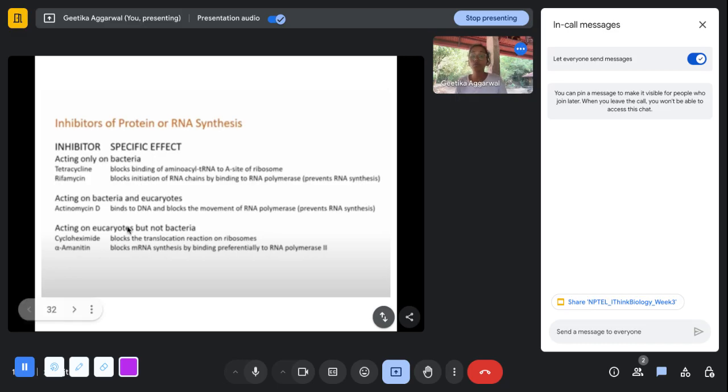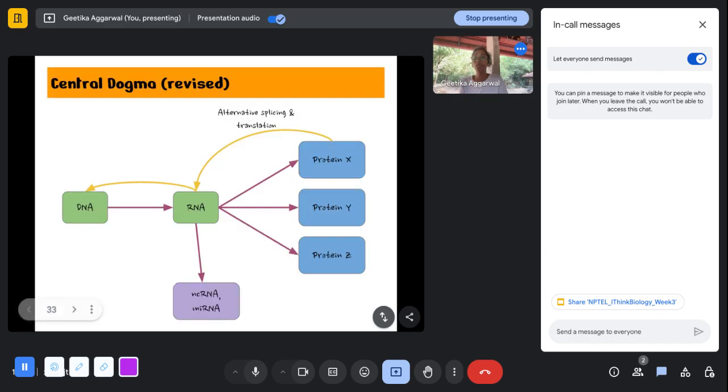And the next ones act on eukaryotes but do not act on bacteria. One is cycloheximide, which blocks the translocation reaction on ribosomes, which means the movement of tRNA from the A site to the P site. And alpha-amanitin, which blocks mRNA synthesis by binding preferentially to RNA polymerase 2, and therefore it does not allow RNA polymerase to form mRNA.